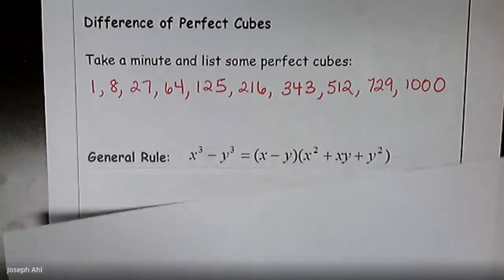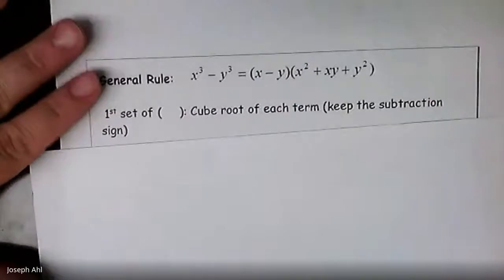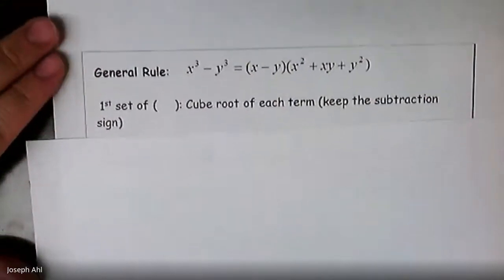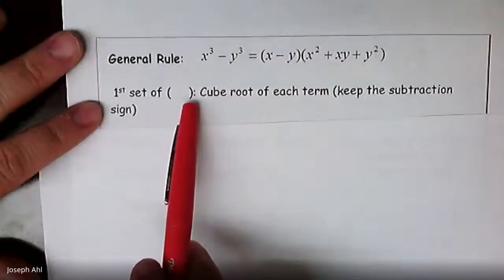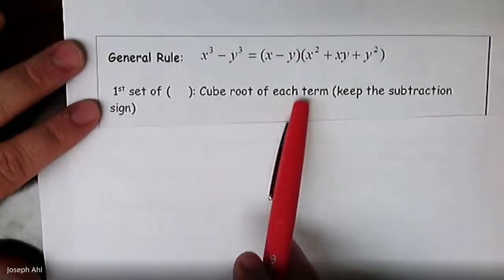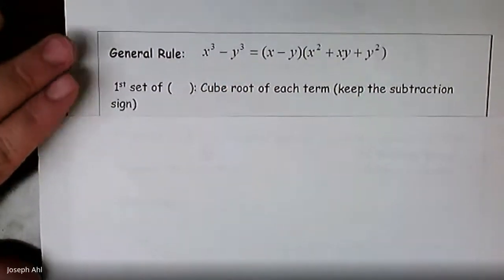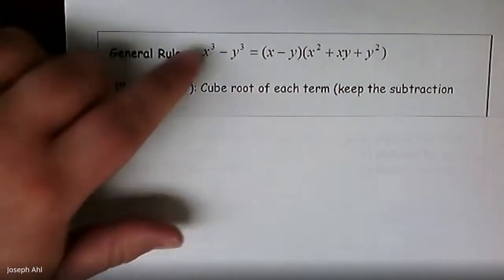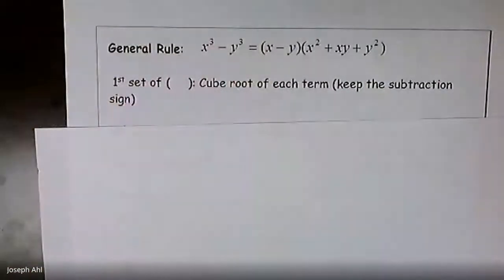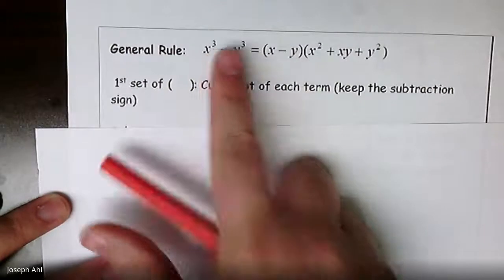Okay. So let's go ahead and break down this idea a little bit further and talk about how do we develop what's in each set of parentheses. So looking at that general rule again, this is already in your notes. How do we get the first set of parentheses? It winds up being the cube root of each of these terms. So not the square root, because it's not perfect squares, but if we think about the cube root, what multiplies by itself 3 times to get these quantities, that's what's going to go in the first set of parentheses. And notice how that subtraction sign stays if it was difference.